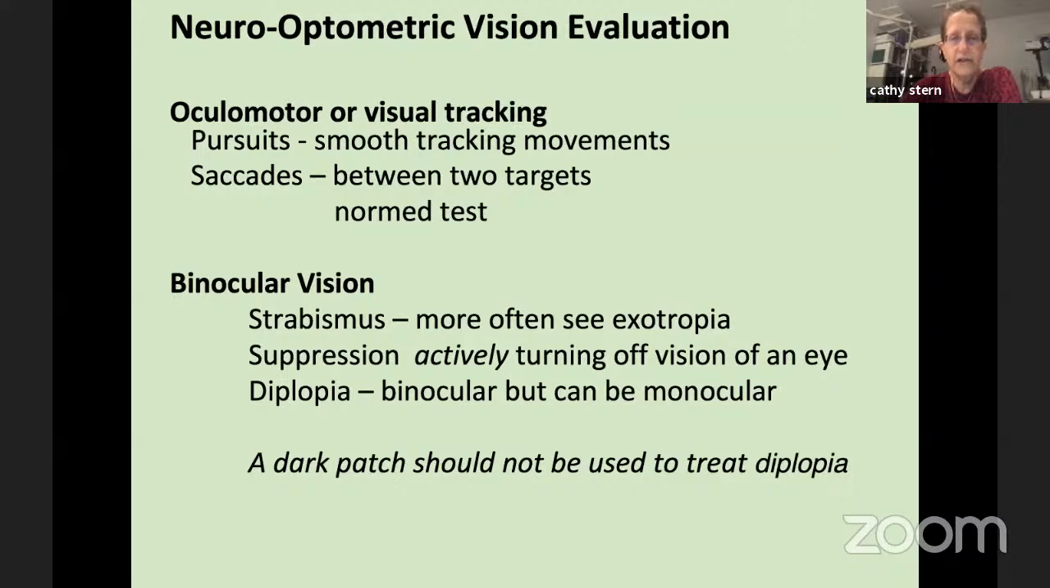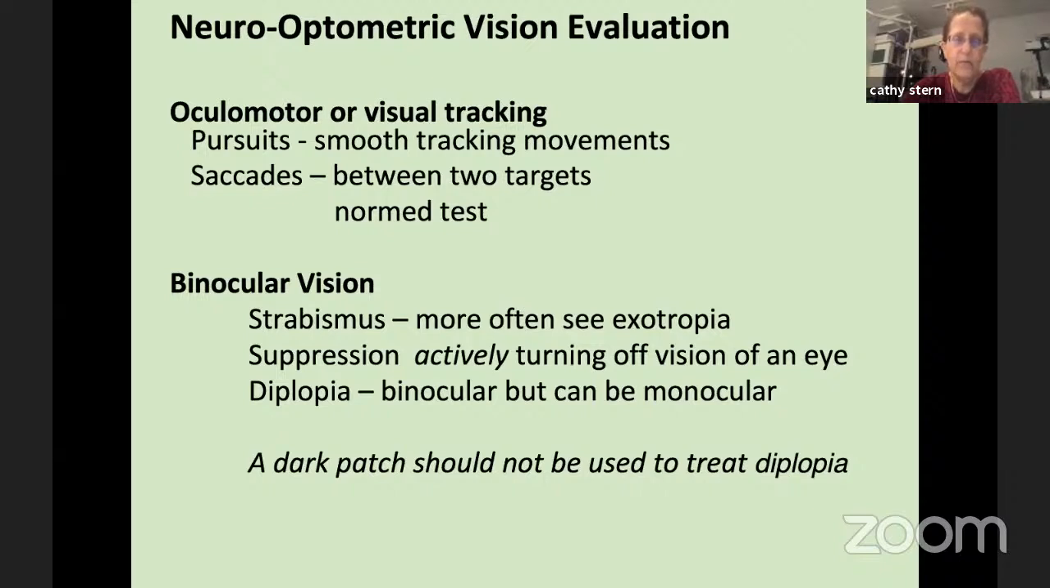So in our evaluation, obviously we want to look at pursuits. We want to look at saccades, and we can do that generally or with some type of normed test. We often want to very carefully look for strabismus, and more often we will see exotropia than esotropia. And I just want you to remember that when we see a patient who's suppressing, that's not a passive process. Their brain is actively working to turn off that vision. And so there's a lot of effort and energy going into that.